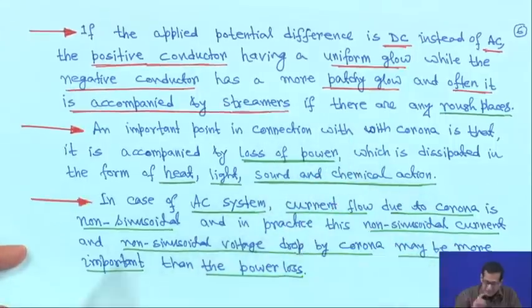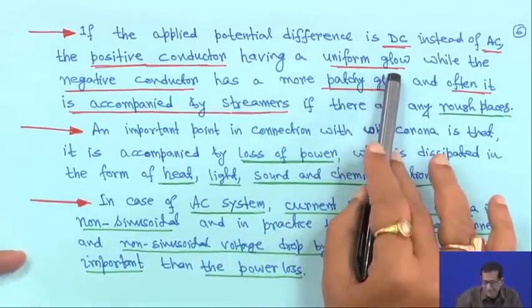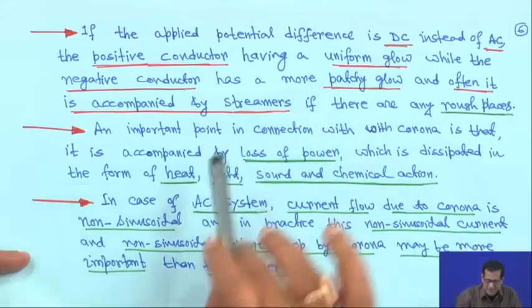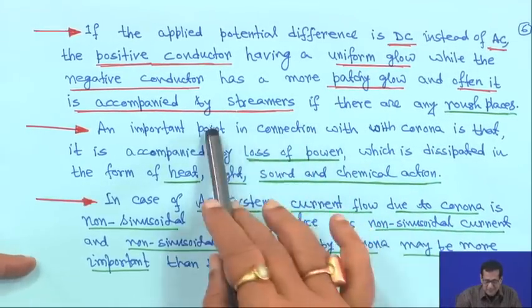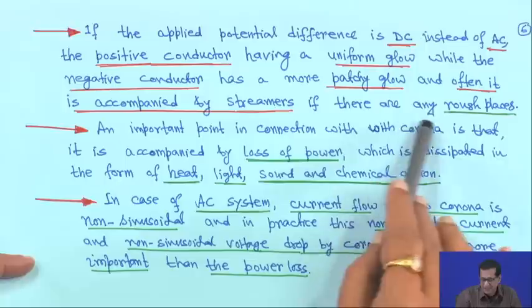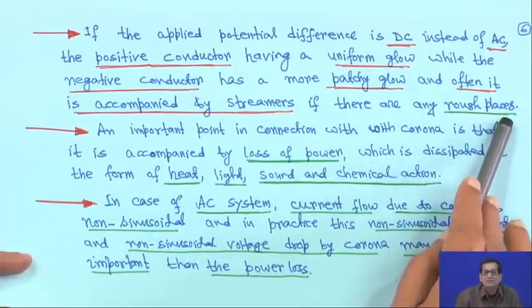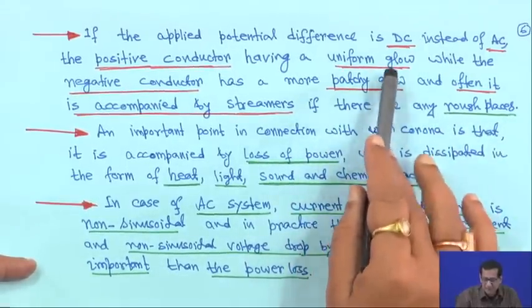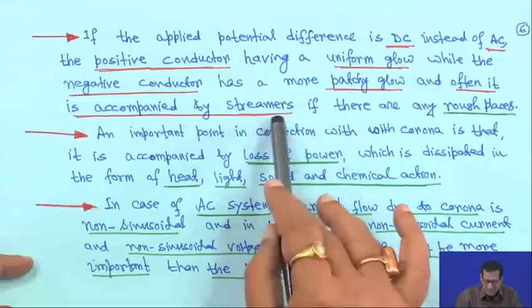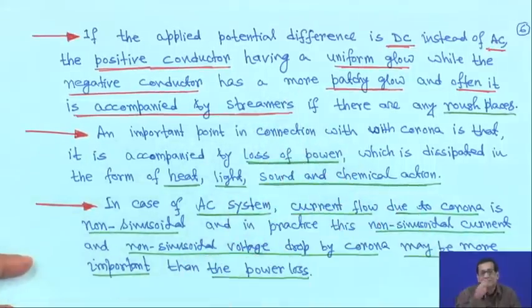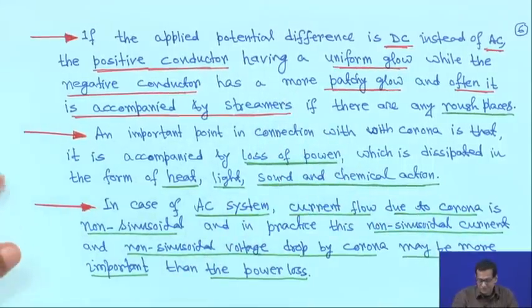So, the question is that if it is DC, the positive side is uniform, whereas the negative side is patchy, or if there is a rough surface, it is accompanied by streamers. This is a question to you: for DC, why is the positive side uniform and why is the negative side like this, right? So, this is a question to you.